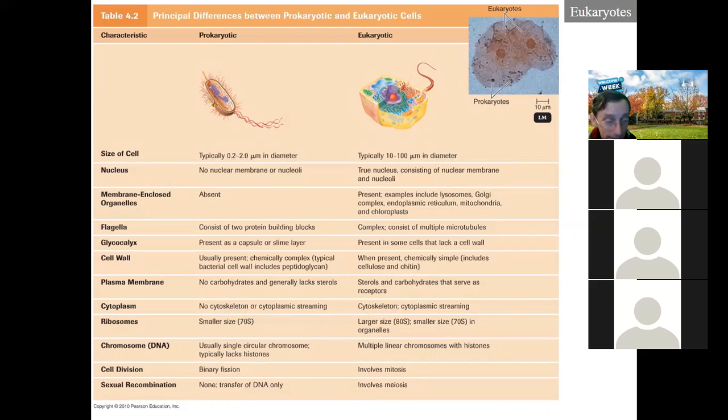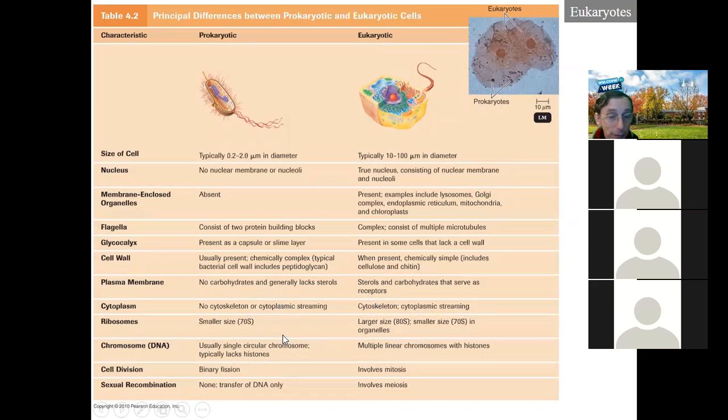Prokaryotes do have a cytoskeleton. It is simpler than the eukaryotic cell cytoskeleton, but they do have a cytoskeleton. They do not have cytoplasmic streaming, and eukaryotes have a complex, well-defined cytoskeleton, and they have cytoplasmic streaming. I'll show you a little video of cytoplasmic streaming.